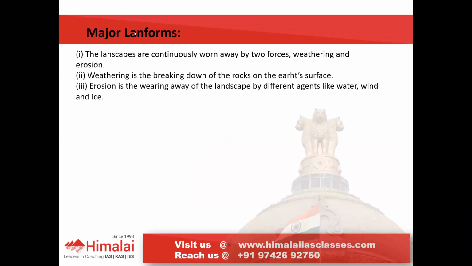Next, coming to the landforms. These landforms are continuously worn away by two types of forces, that is weathering and erosion. What is weathering? Weathering means gradual disintegration or breaking down of rocks which are present on Earth's surface. What is erosion? It is the wearing away or removing of the landscape by different agents such as moving water, wind, ice, etc.